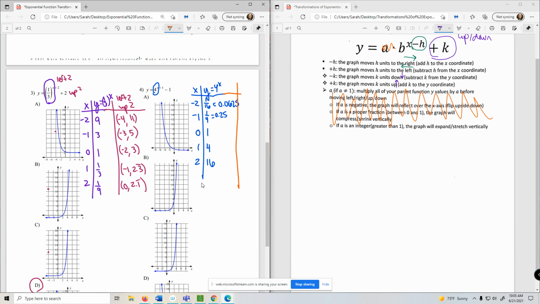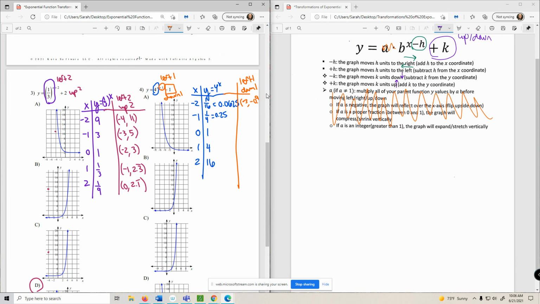All right, so then now let's look at what we've got going on here. This +1 here is going to be left 1. This -1 here is going to be down 1. So I'm going to move each point left 1 and down 1. So -2, when I move to the left 1, becomes -3. And if I do 0.0625 minus 1 and I round it, I'm going to get -0.9 here.